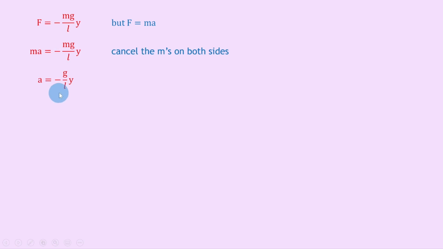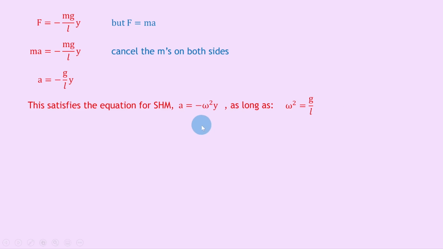So rewriting that slightly differently, we have F equals minus mg over L times y. Just to get this in the form of force is equal to minus something times y, just like in Hooke's law where we have F equals minus ky. But remember, Newton's second law says that F equals ma, so we can rewrite F here as ma equals minus mg over L times y, and you'll see we now have m's on both sides, so we can cancel the m's on both sides to get a equals minus g over L times y. And hopefully you can see that this satisfies the equation for SHM, a equals minus omega squared y, as long as omega squared is equal to g over L. And that's just found by comparing this part omega squared with the g over L here.